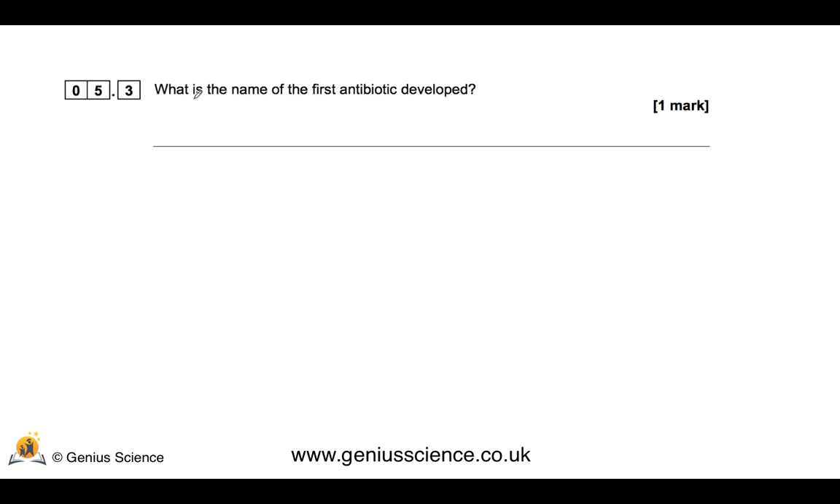Question 5.3 now. And the question is asking, what is the name of the first antibiotic developed? Well, simple recall question here. If you know it, you know it. It is called penicillin. And it was first discovered by a scientist based in London called Alexander Fleming. A little bit of background there for you.